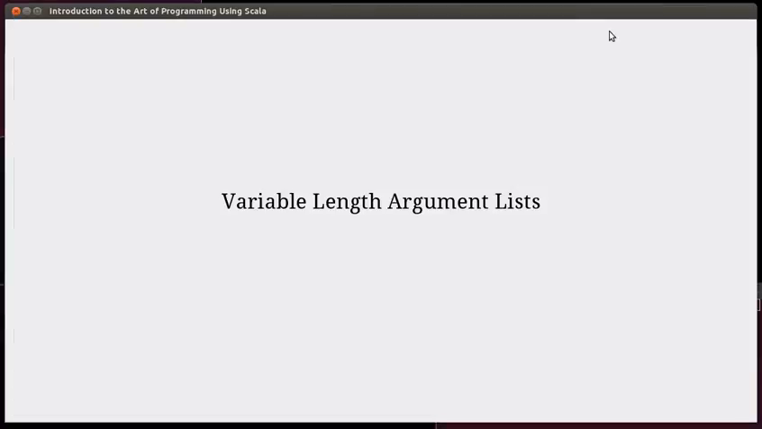Hello, and welcome back to the video lecture series for Introduction to the Art of Programming using Scala. In this video, we are continuing to talk about arrays and lists, the collections in Scala, and in particular we're looking at different types of sequences. And we want to talk about a concept that's related to this, the concept of variable length argument lists.